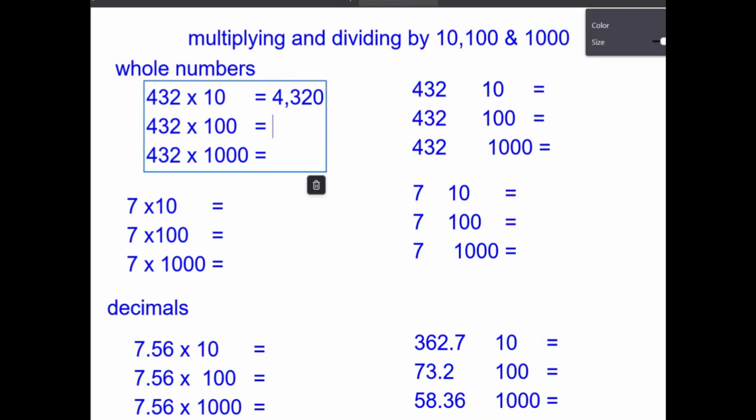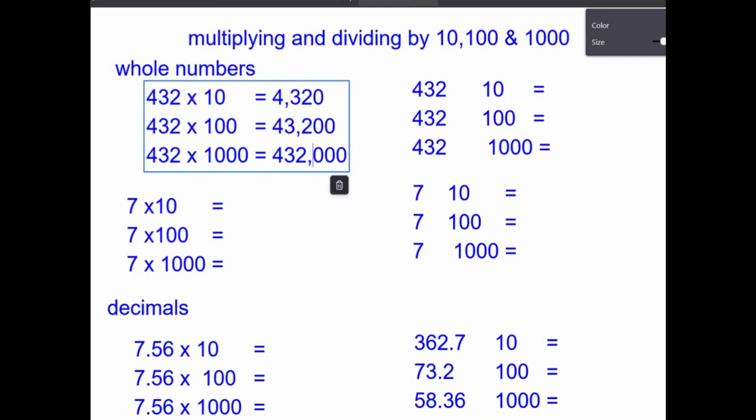And when you multiply by 100, it's the same idea, but you just add two zeros, and you read it as 43,200. When you multiply by 1,000, it's also the same idea: you write 432, then put three zeros, and you read it as 432 thousand.